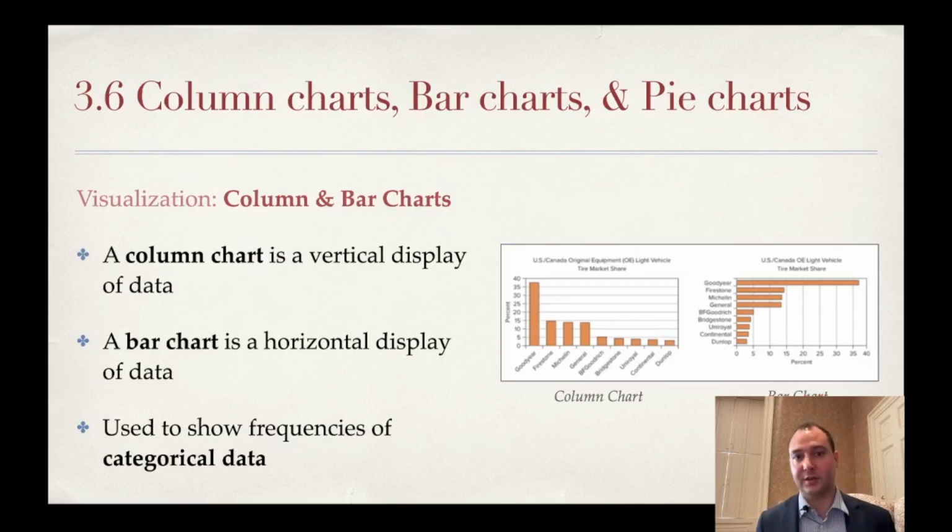All right, column charts, bar charts, and pie charts. Column charts and bar charts are basically the same thing. Column charts are oriented as columns. A bar chart is oriented as rows of bars, right? They're used to show categorical data and the frequency of each category existing.